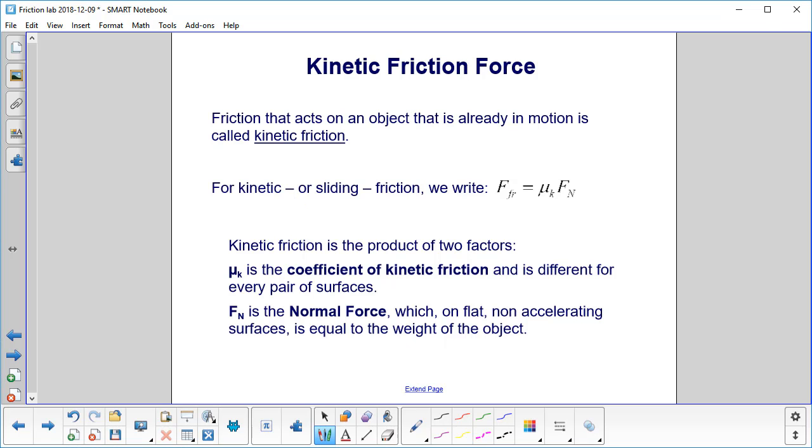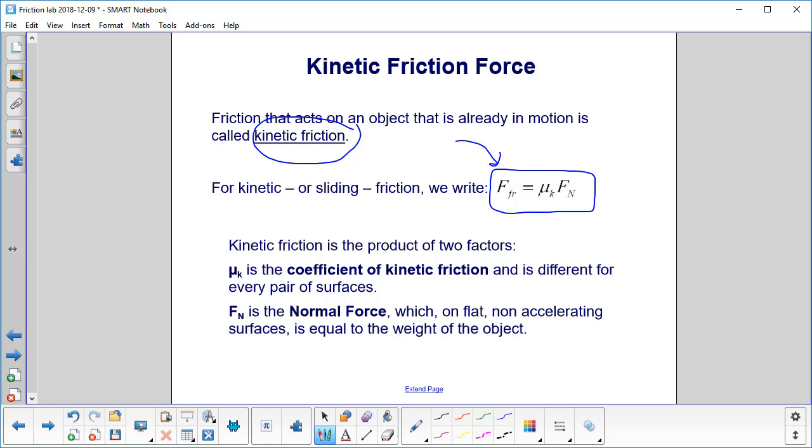Friction that acts on an object that is already in motion is called kinetic friction. For kinetic or sliding friction, our equation is the force of friction is mu k times Fn. So what are those terms over there? Well, we've already talked about the force of friction. Now, mu k is the coefficient of kinetic friction. It's a number, that's all. And it's different for every pair of surfaces.